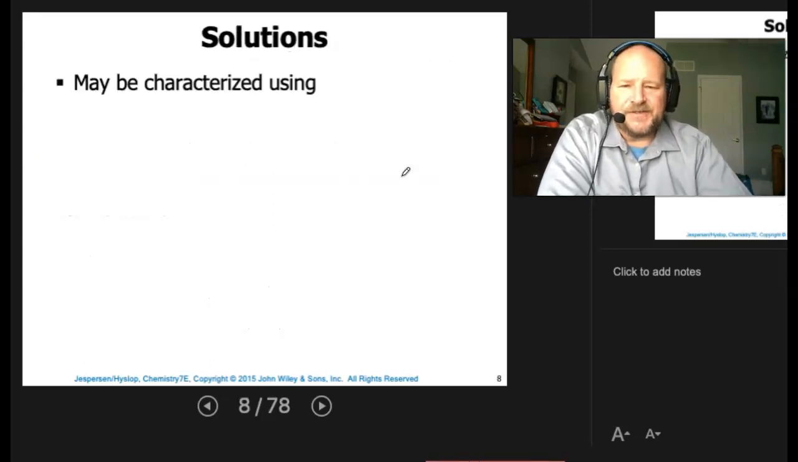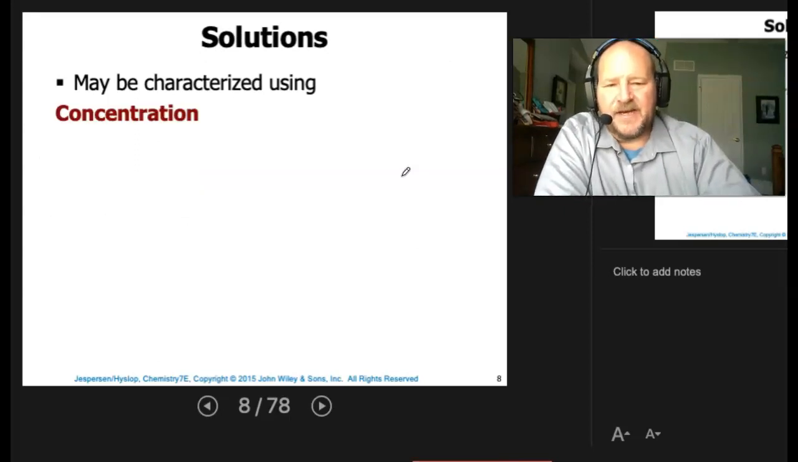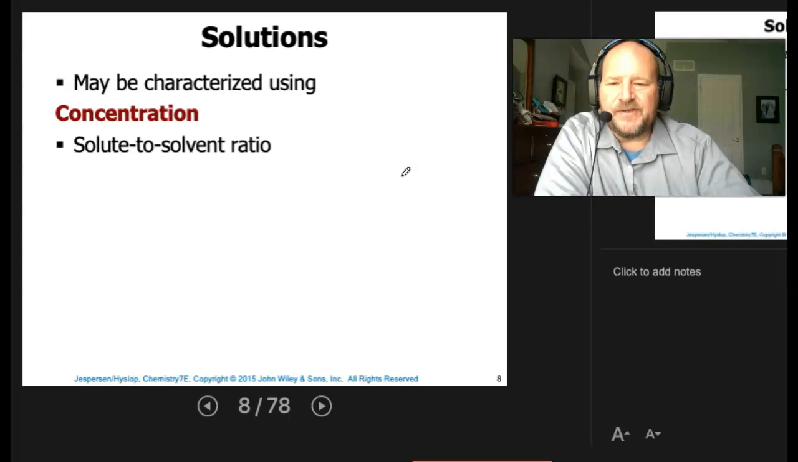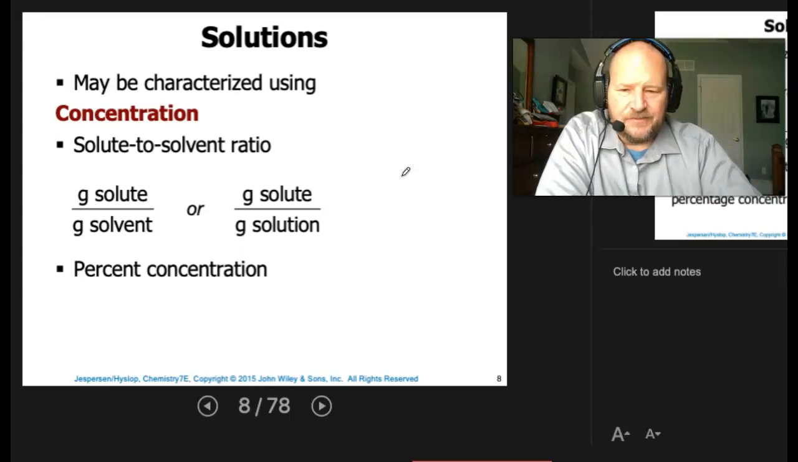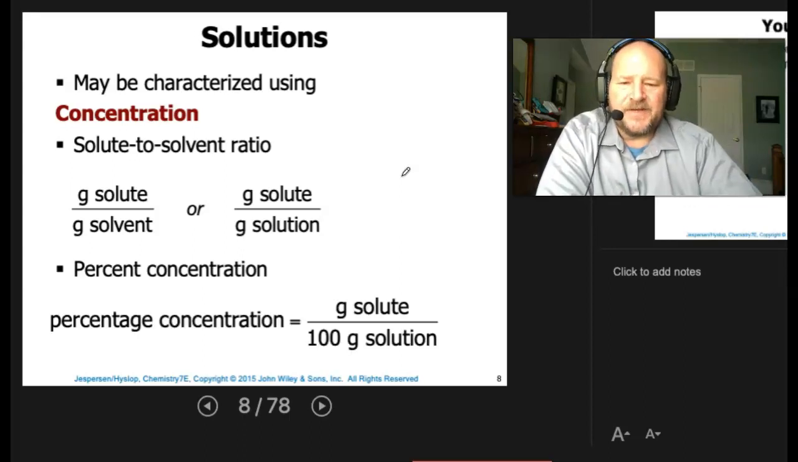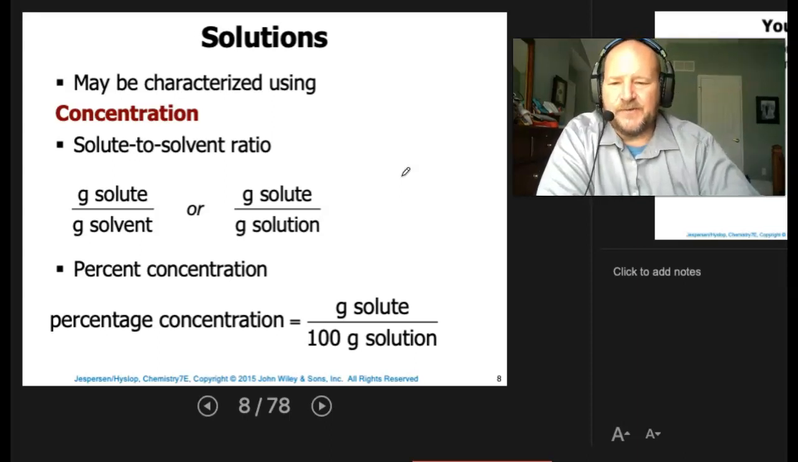All right, so solutions. We can characterize solutions, and the way we best characterize them is typically by concentration. Now, when we're looking at concentrations, there are several ways to report concentrations. One way is to do the solute to solvent ratio, where we take the grams of solute over the grams of solvent, or the grams of solute over the grams of solution. We could look at percent composition concentration, where we take the grams of solute over 100 grams of solution. So we call those percent solutions. We can do these several ways, as we'll see.